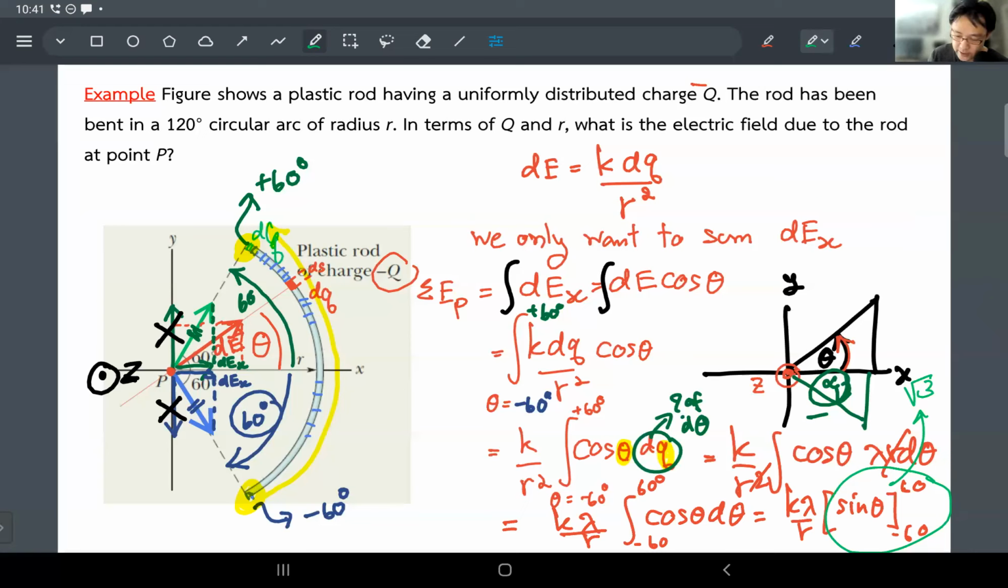So your net answer is going to be the net E at point P. The vector is just the E_P that you just got, times i hat, and you are done.